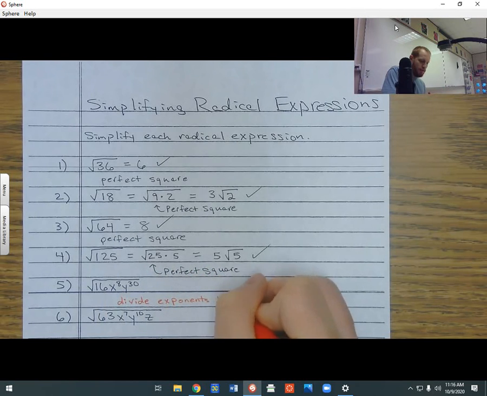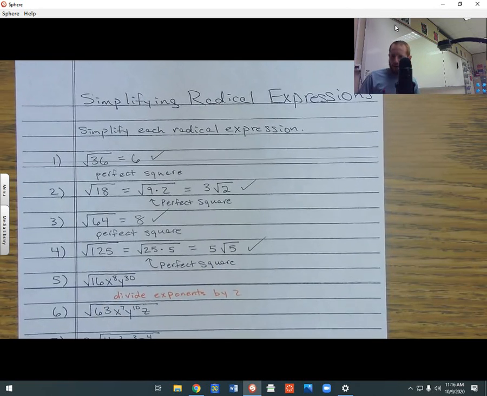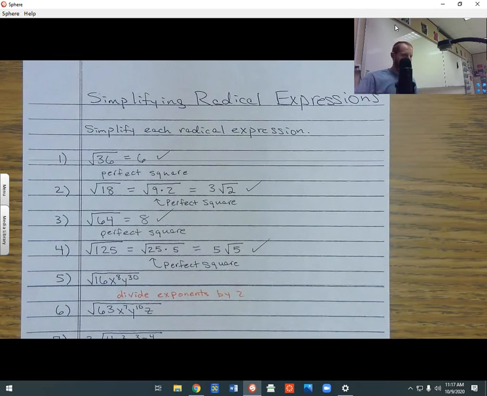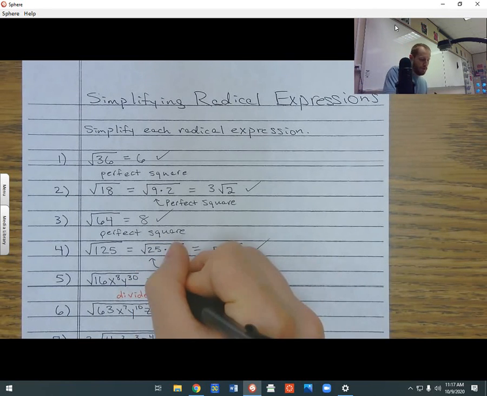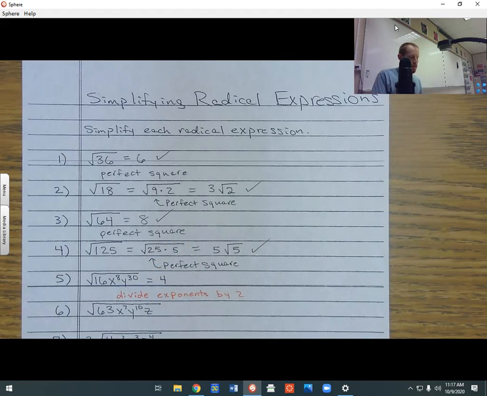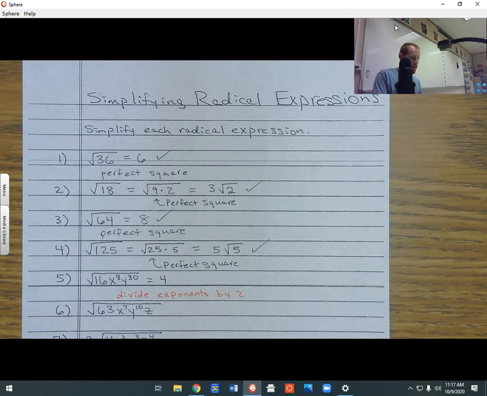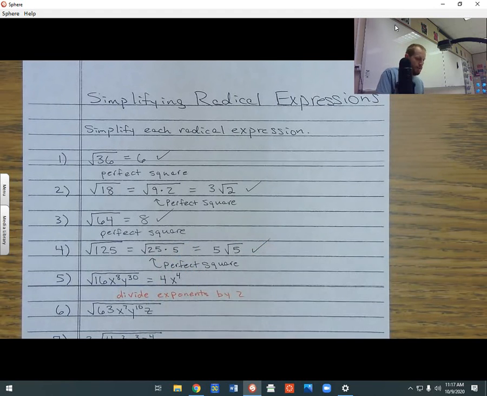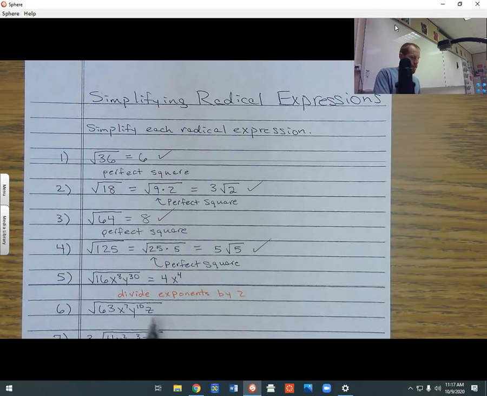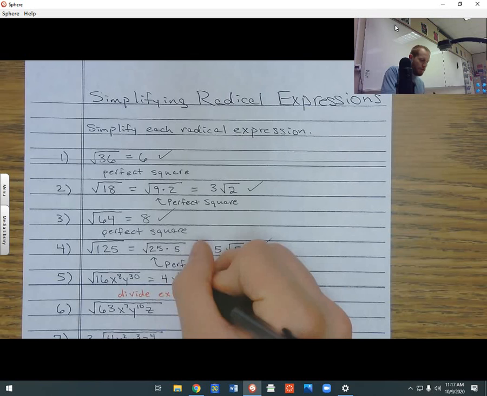Okay, so let's work with the number first. So I know that the square root of 16 is 4, so I can take the 16 out as a 4, and I can start dividing the exponents by 2. So what's 8 divided by 2? That's just 4. So I can bring out the x to the 8 as x to the 4, right? Same thing with the y's. What happens when I divide 30 by 2? I get 15, right? So I can take out the y to the 30 as y to the 15, and I'm done.